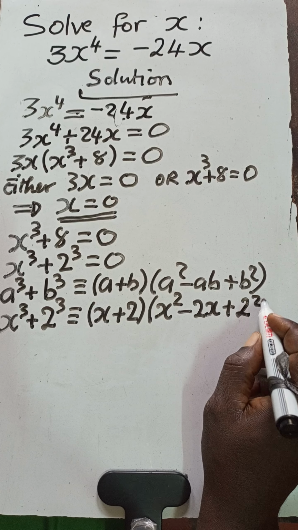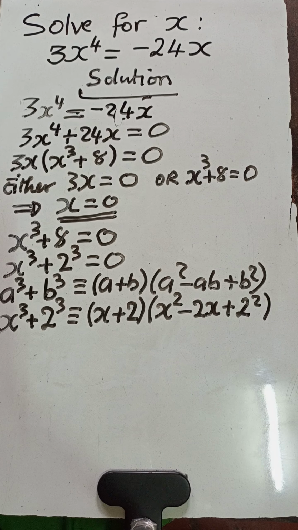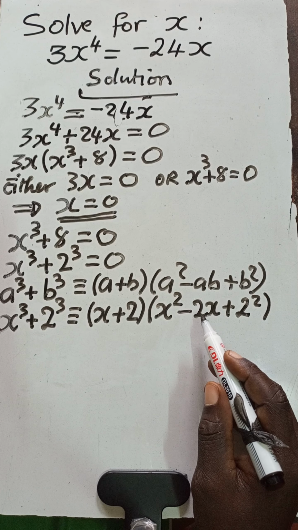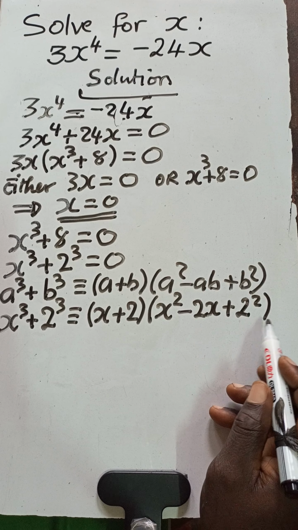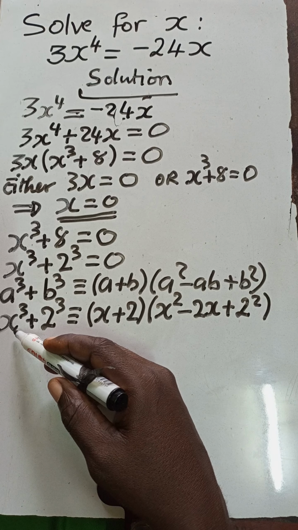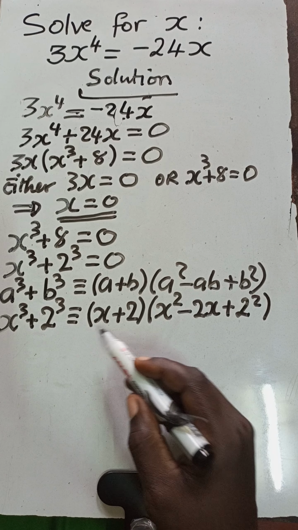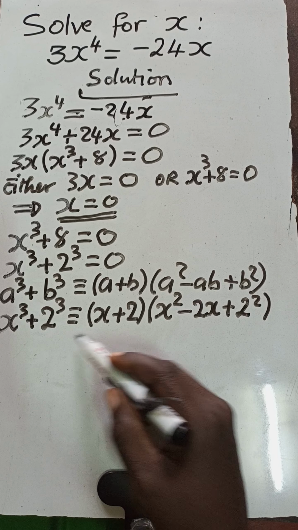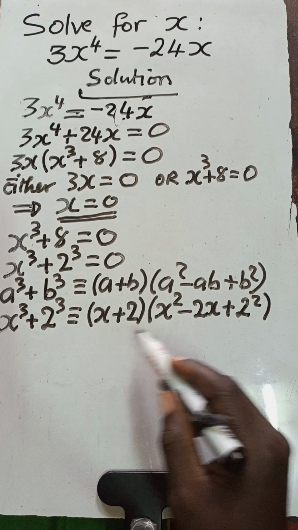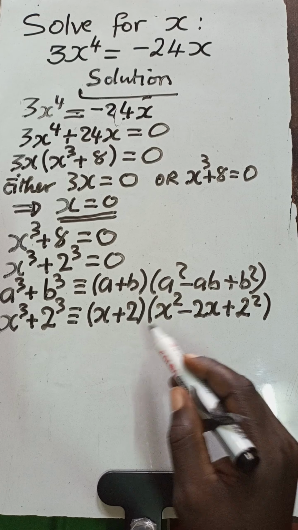Two squared, which is simply 4. Okay, so that is it. Wherever we see a, we put x, and wherever we see b, we put 2. Okay, that is it. So this sum of two cubes, using the identity of sum of two cubes, is expressed as such. All right, so this is what we're going to use.